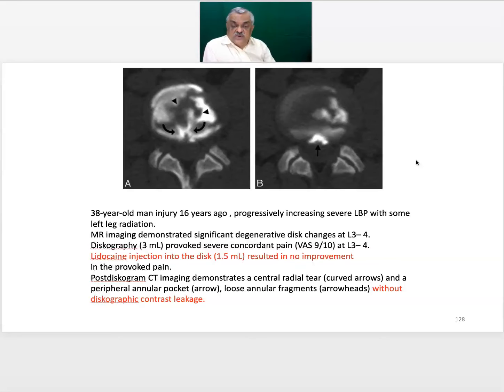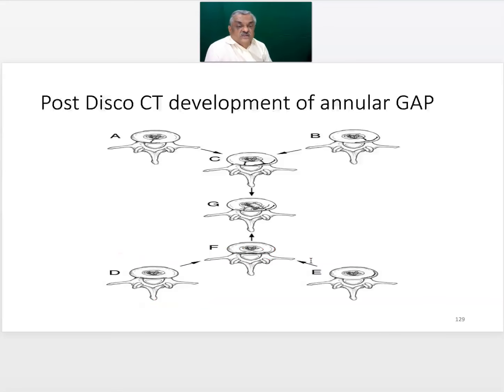Here is a 38-year-old man. There was an injury a long time back. The patient had an injury about 16 years back, with progressively increasing low back pain with some radiation on the left. The MR showed a degenerative disc change. Discography provoked severe concordant pain, 9 out of 10. Lignocaine resulted in no improvement. Post-disco CT shows no leakage. So what we are trying to convey to you is that if there is no leakage, there is no relief of pain on injection of lignocaine.